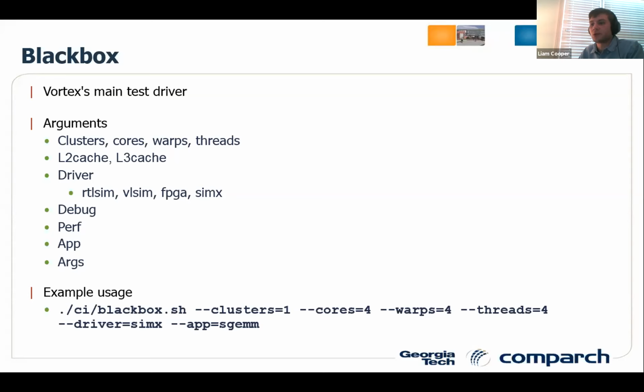App is used to specify which test or benchmark to run in the Vortex simulation. Some of the main choices are demo, SGEMM, and VecAdd. You can see all the other tests. In Vortex, they're located in tests/OpenCL. The args argument is used to pass additional arguments to the application that you run. So here's an example of usage if you wanted to run the SGEMM benchmark using the SimX driver with a configuration of 1 cluster, 4 cores, 4 warps, and 4 threads.